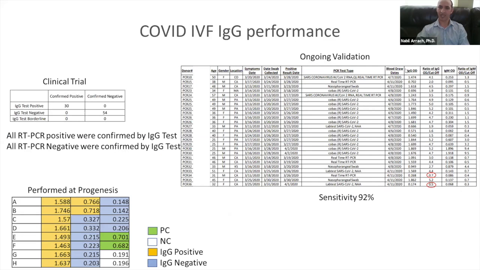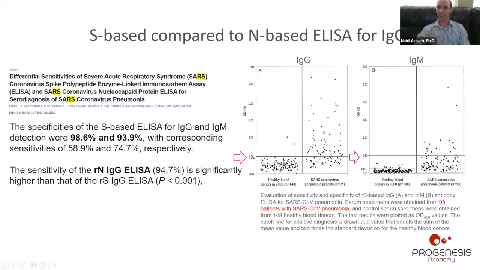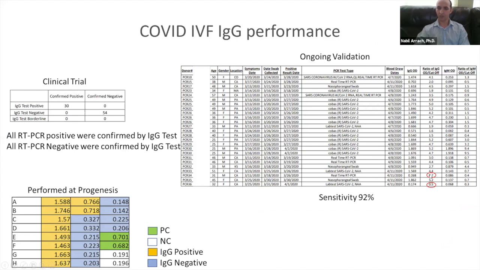So the manufacturer has done, in this case, 25 tests. All these tests were positive in PCR, and they were looking at the IgG presence. They have seen that 2 out of 25 were negative in IgG. So we're talking here about 92% sensitivity. There was a study before this, a clinical trial, where they used 30 confirmed positive and 54 confirmed negative, and they were all correlated.